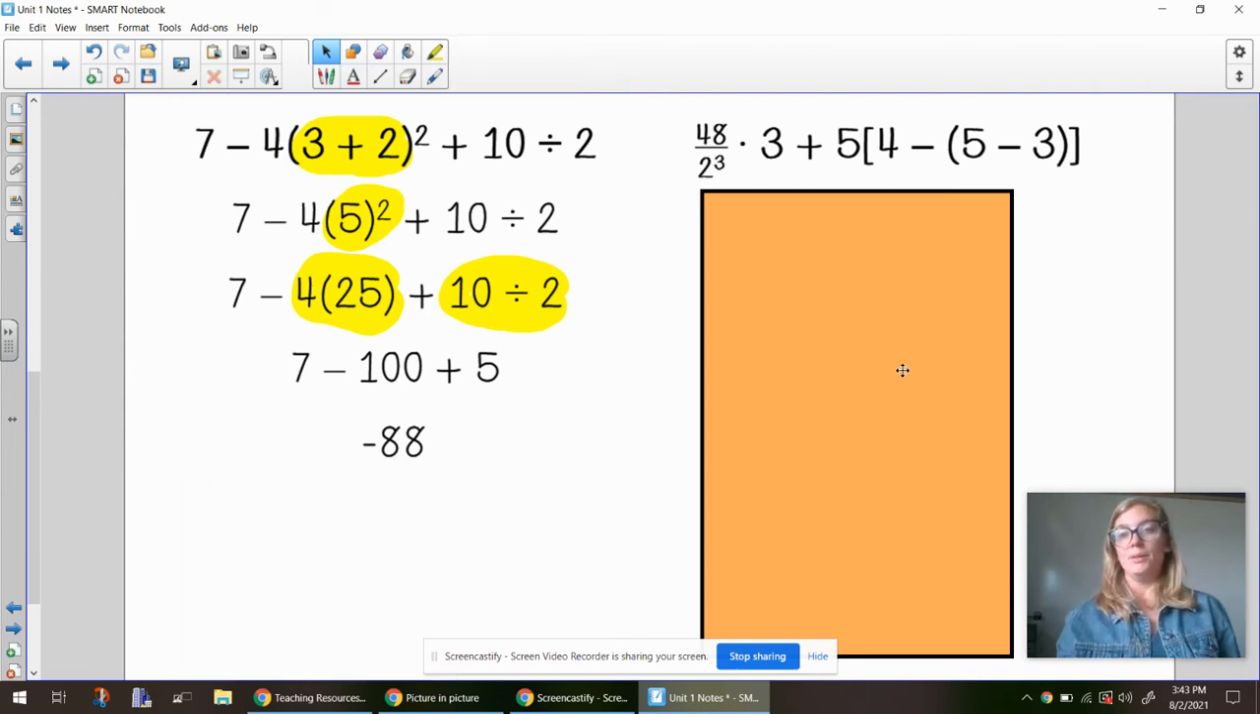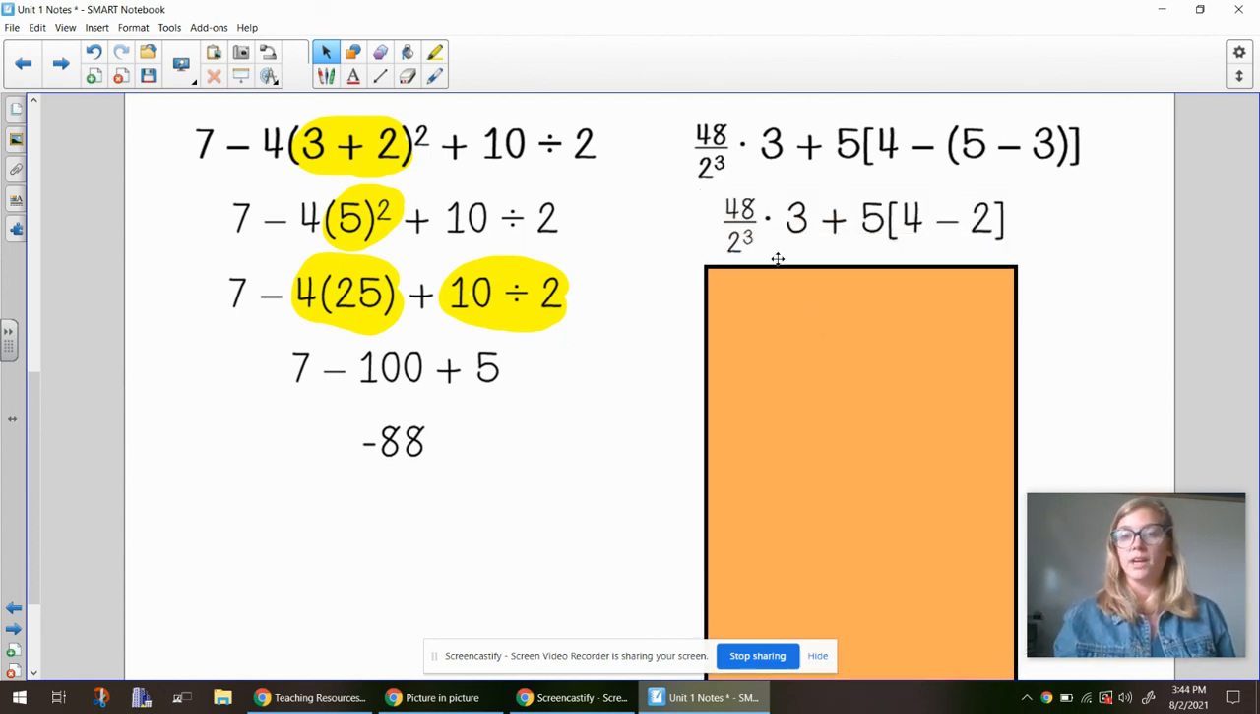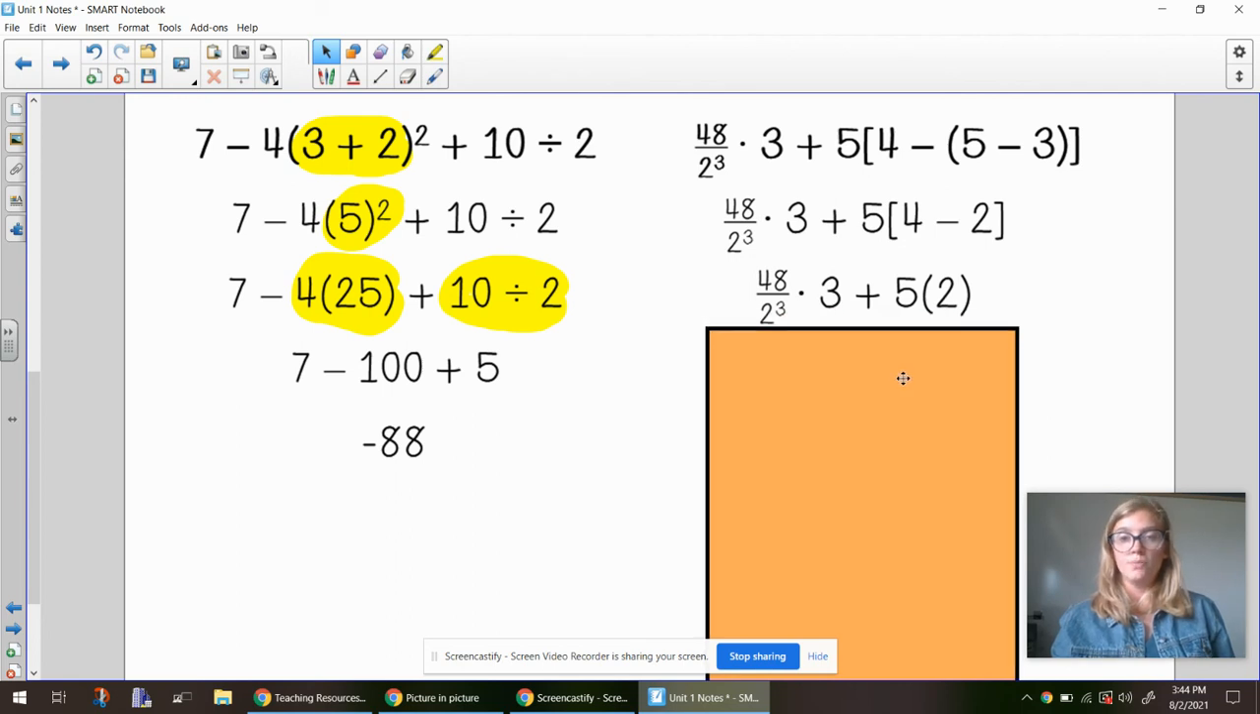In our next example, we've got 48 divided by 2 to the power of 3 times 3 plus 5 times 4 minus the difference of 5 and 3. We're starting with parentheses first, but this is kind of hard because there are some brackets here and then some parentheses here. We are always going to deal with whatever's the most on the inside first. In this case, that is these parentheses. It's not that the parentheses go above the brackets, it's just that they are more on the inside. They're on the inside of those brackets. 5 minus 3 is 2, so we're going to start there. Now we have 4 minus 2 to deal with our parentheses, and 4 minus 2 is 2.